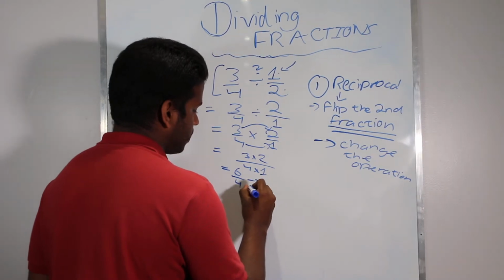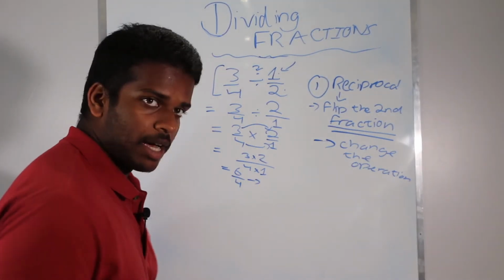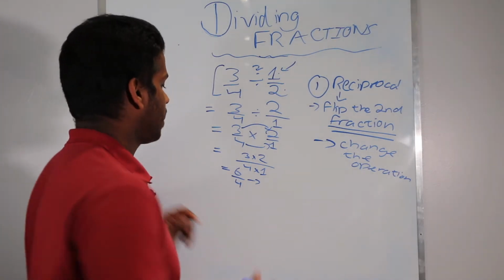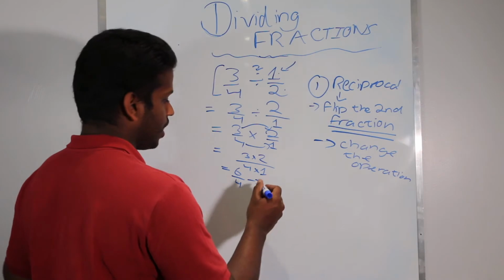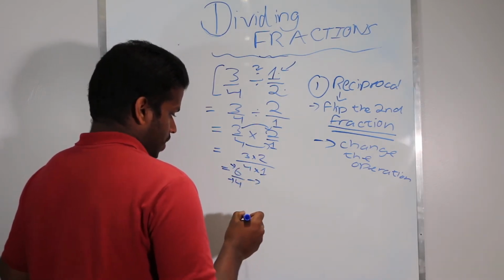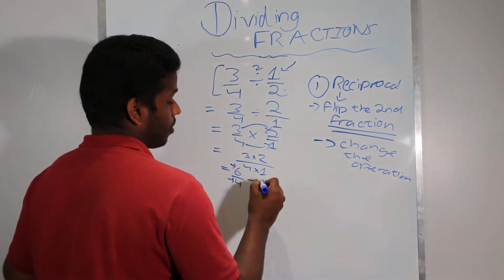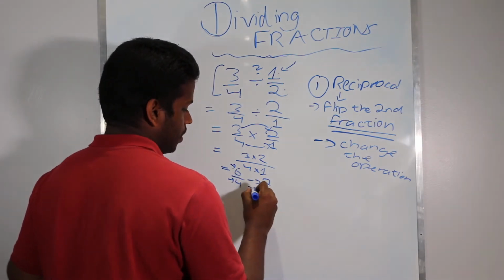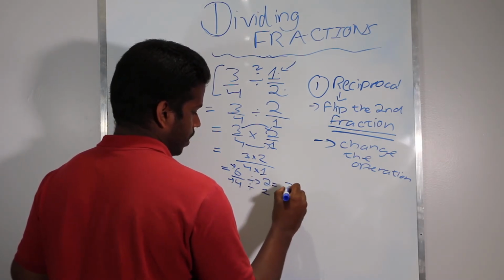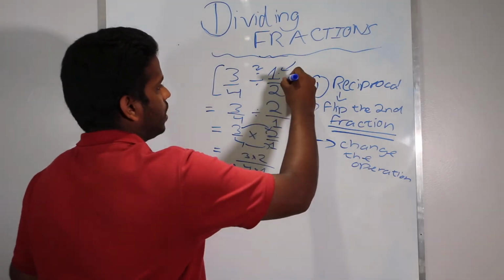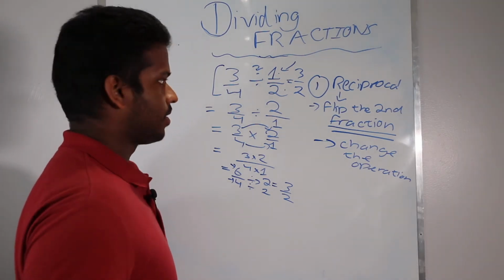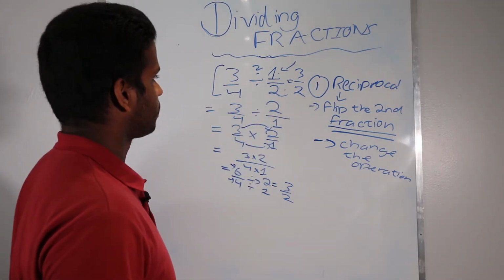Can we simplify this? Yes, because the greatest common factor between 6 and 4 is 2. Although this is an improper fraction, you could still simplify it. You can still simplify improper fractions, where the numerator is greater than the denominator. So the greatest common factor would be 2. Divided by 2, we get 3/2. So therefore it is safe to conclude that if you divide 3/4 by 2, you'll get 3/2.